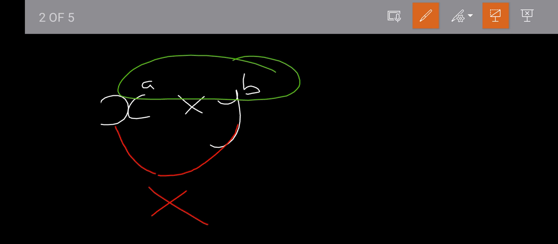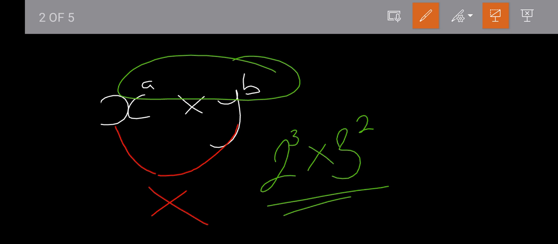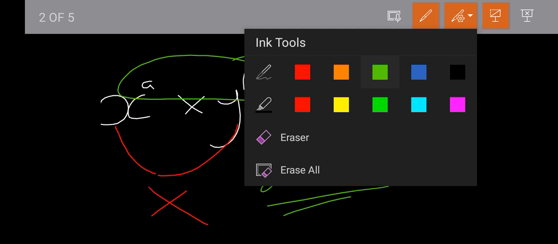There are two different bases. So in other words, if I have 2 raised to power 3 times 3 raised to power 2, I can't do anything. I can't add the indices together. Instead, I leave the answer like that, because they have different bases. 2 and 3 are not the same. They have different bases. All right? So that is multiplication index. That's the explanation of multiplication index. Let's check the next one.